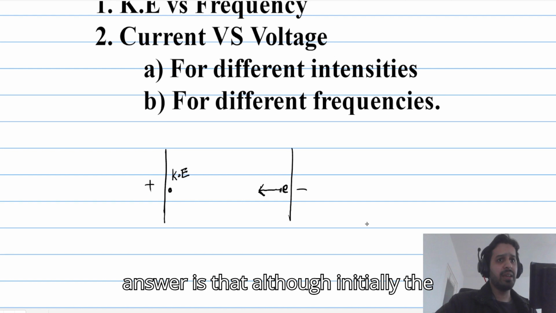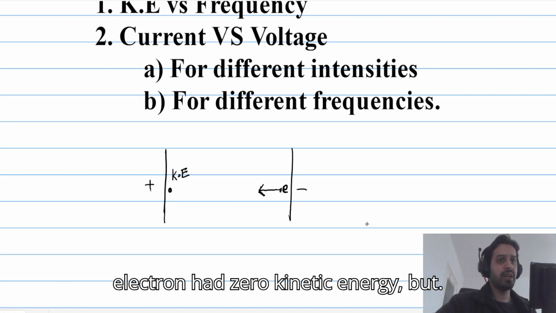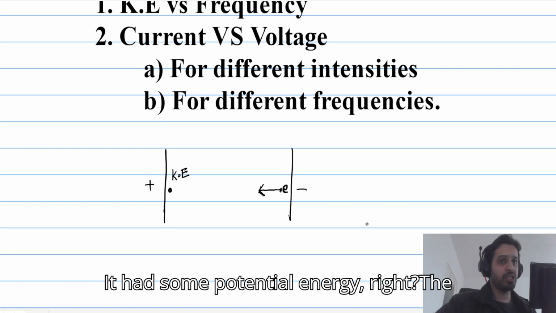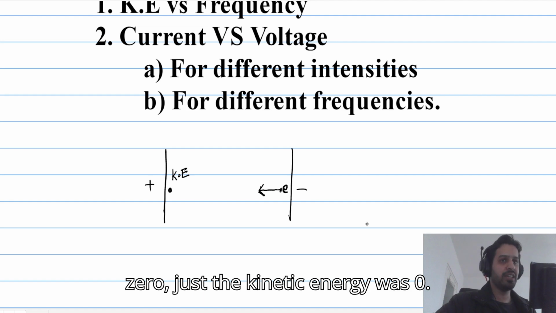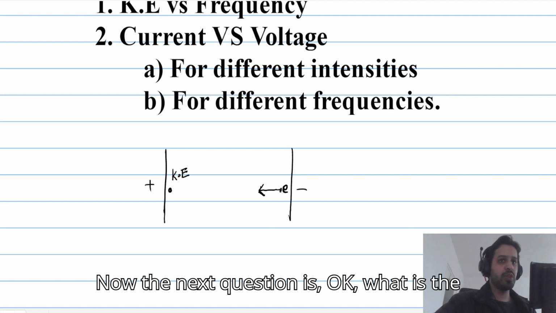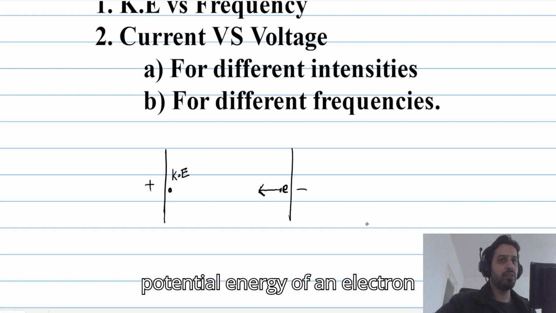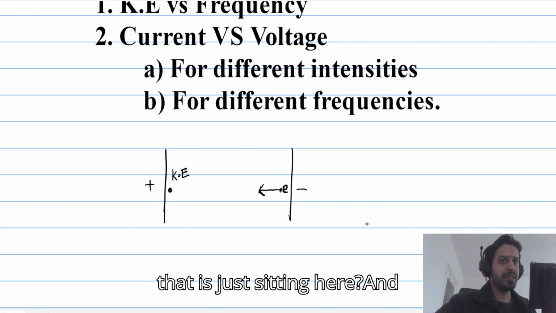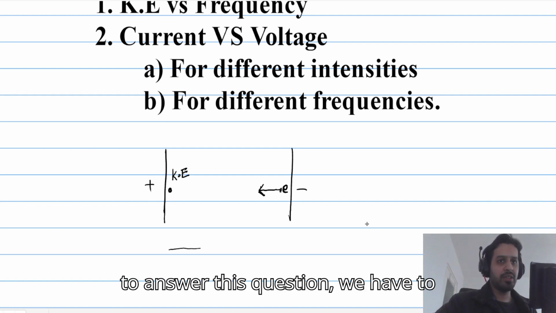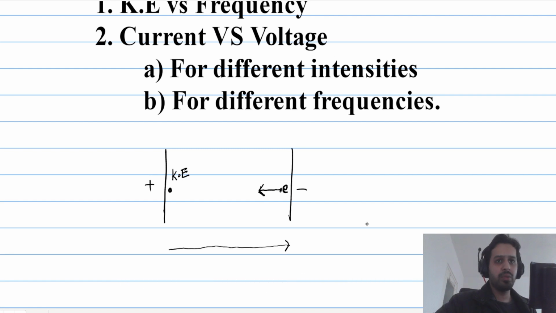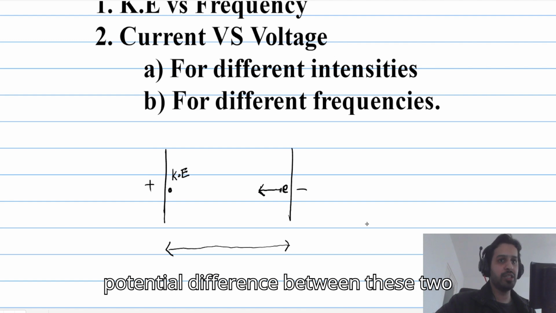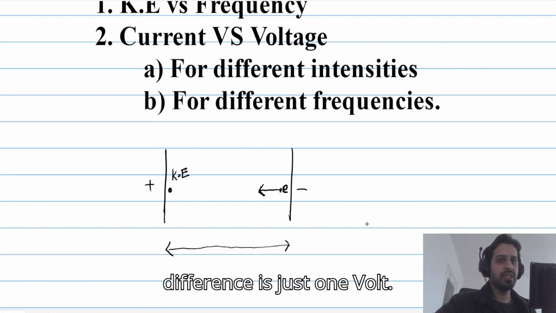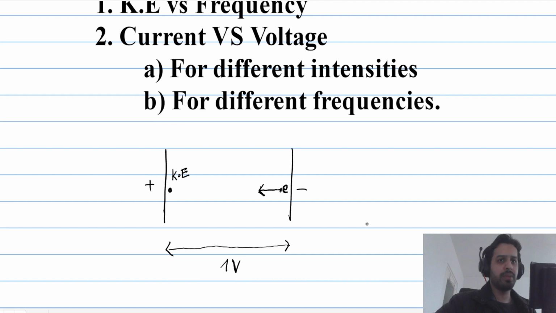And the answer is that although initially the electron had zero kinetic energy, it had some potential energy, right? The total energy of the electron was not zero, just the kinetic energy was zero. Now the next question is, okay, what is the potential energy of an electron that is just sitting here? And to answer this question, we have to find the voltage difference, the potential difference between these two plates. Let's say the potential difference is just 1 volt.